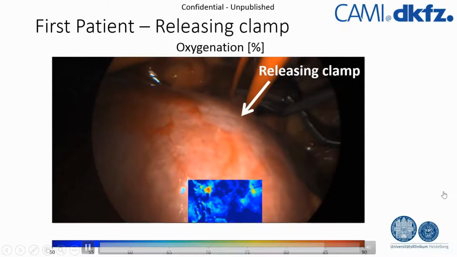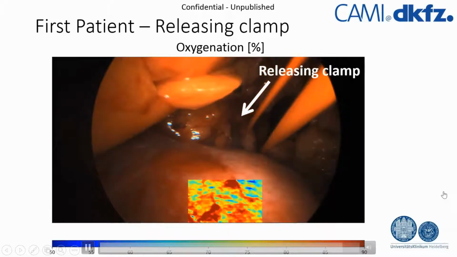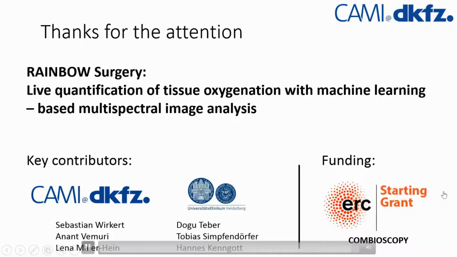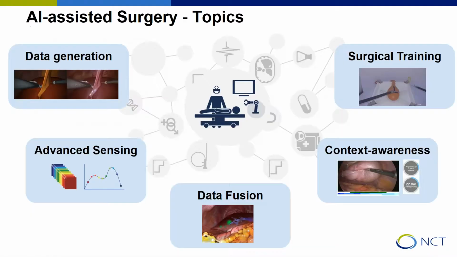then you see that the oxygenation is increasing. So this was an example of advanced sensing. And my next example is in the context of data fusion.